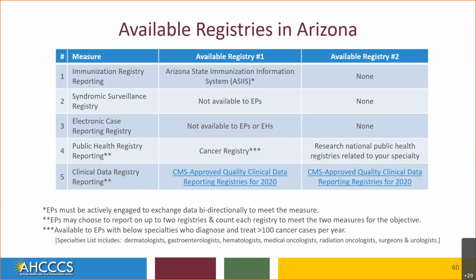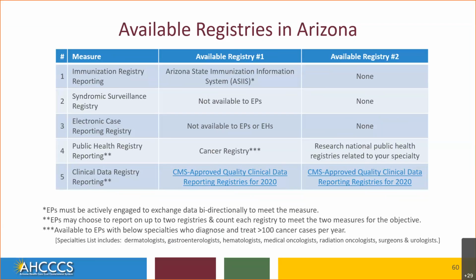Available registries in Arizona, as you can see, for Immunization Registry, there is the Arizona State Immunization Information System, and the EP must be actively engaged in exchanging data bidirectionally to meet the measure. There is no second registry available for immunization. For syndromic surveillance and electronic case reporting, the registries are not available to EPs. For electronic case reporting, it's not even available to EHs for them to submit data.